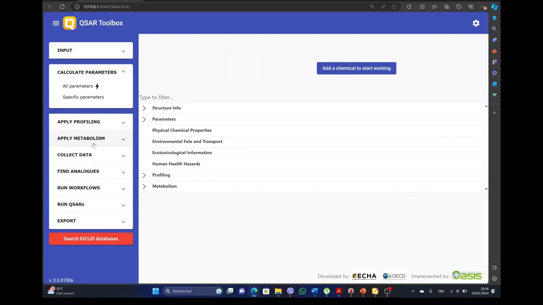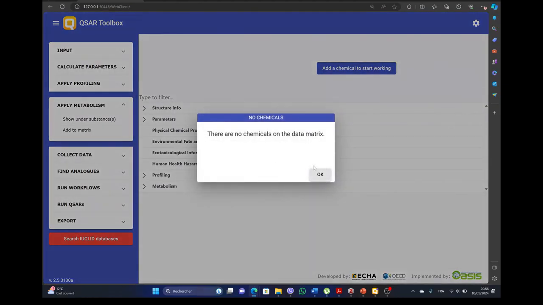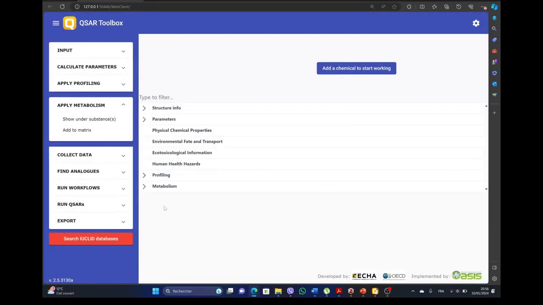So for metabolism and transformations, the assessment of metabolism and transformation products is a crucial step in chemical risk assessment. The use of the toolbox to explore experimental metabolism. So we have here to enter a chemical first. It doesn't matter. And you can also use the toolbox to assess the consistency of a category and the starting point for read across justification.